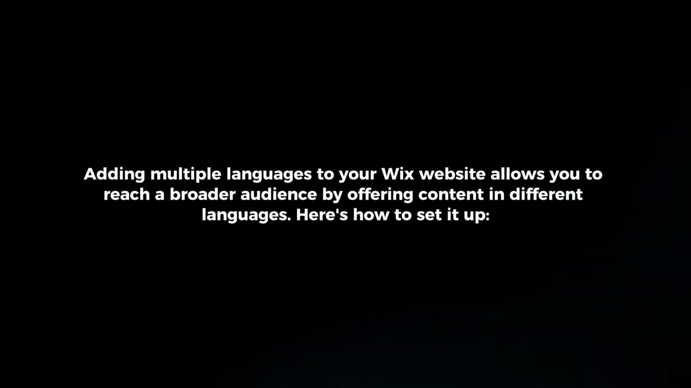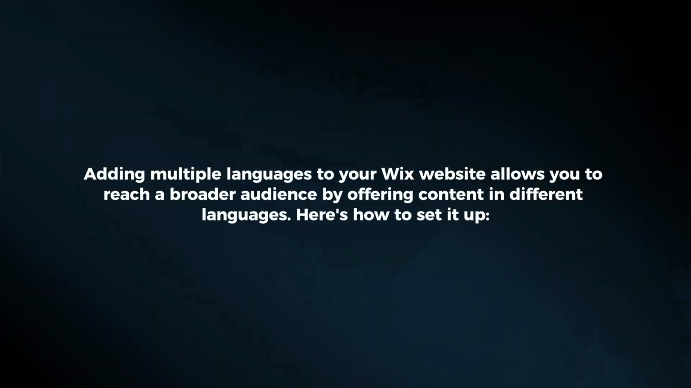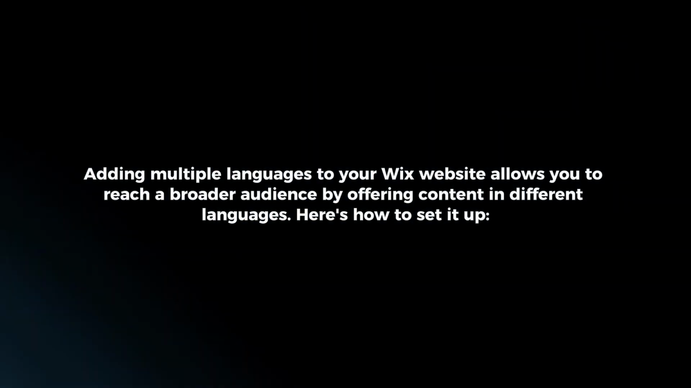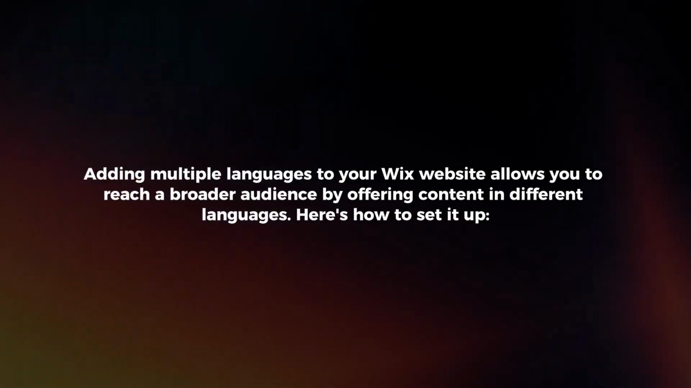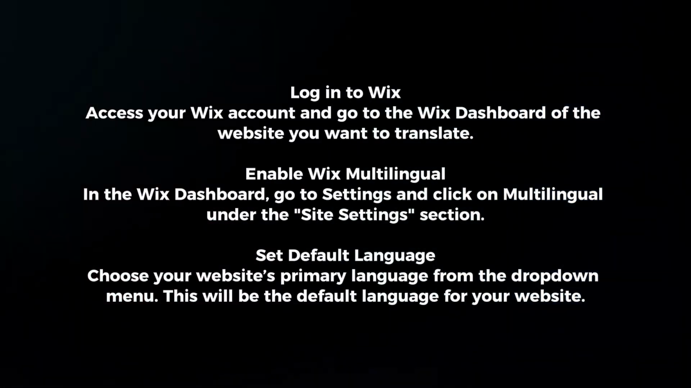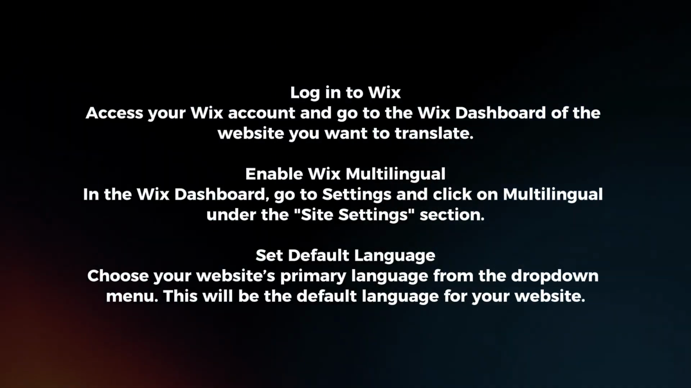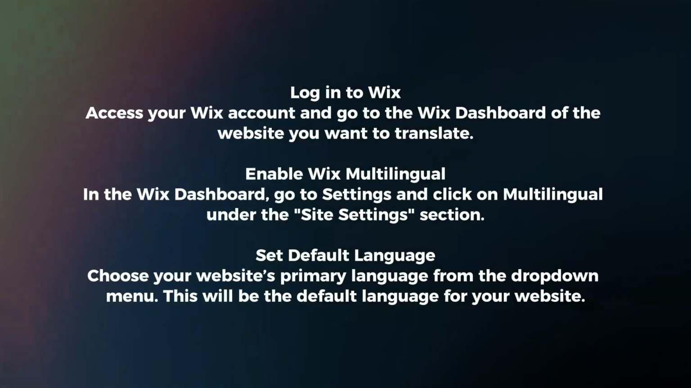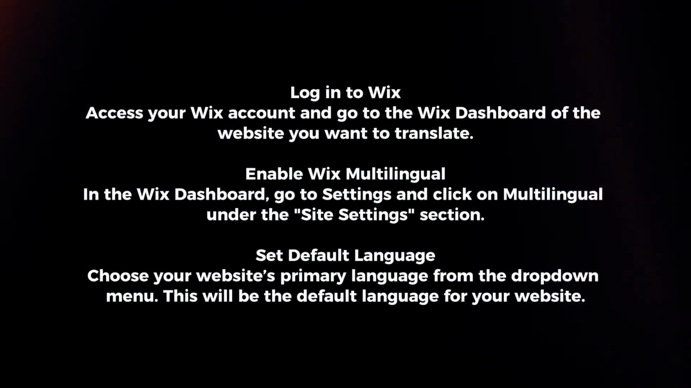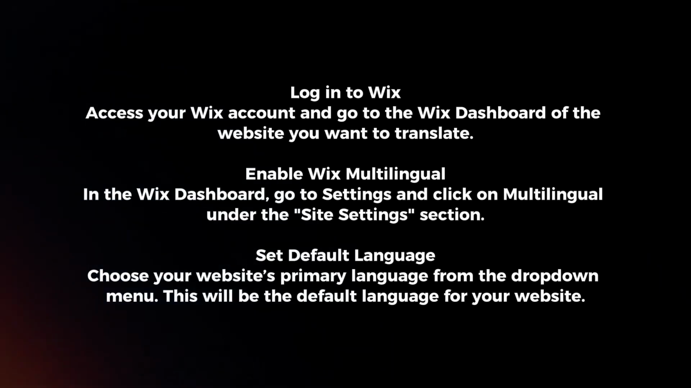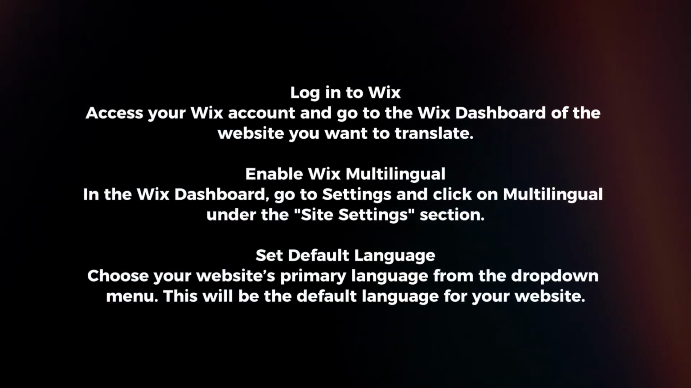Adding multiple languages to your Wix website allows you to reach a broader audience by offering content in different languages. Here's how to set it up. Log into Wix. Access your Wix account and go to the Wix dashboard of the website you want to translate. Enable Wix Multilingual. In the Wix dashboard, go to Settings and click on Multilingual under the Site Settings section.